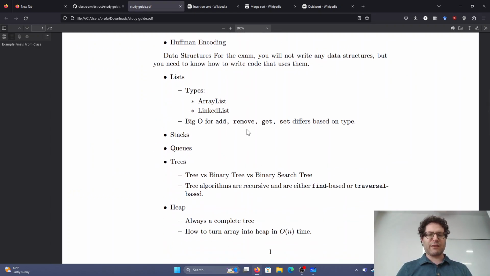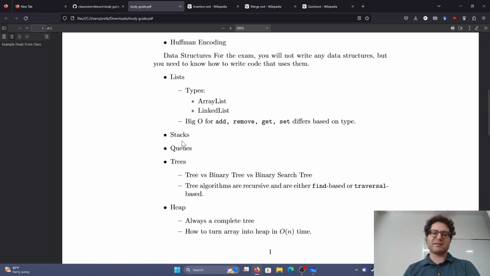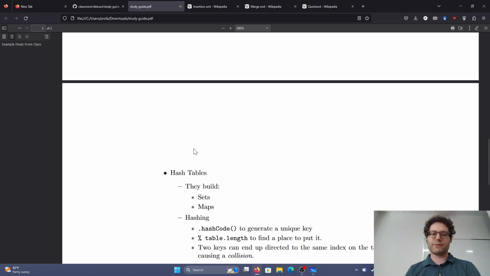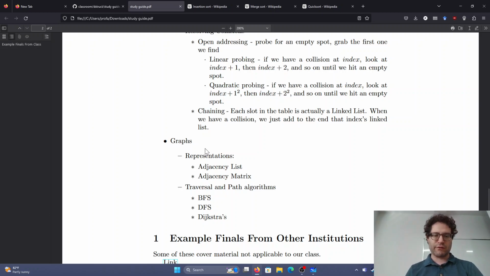For the exam, you're not going to write any data structures, but you need to know how to write code that uses them. I'm not going to say build a tree or build a sorted linked list or something like that. I'm going to say, okay, use this to do that. We'll see in a minute what kind of tasks I'm doing. But we care about lists, stacks, queues, trees. In theory, about the heap, hash tables and graphs. Know your representations of a graph, and how to get from a drawing to a matrix or a list, or from a matrix or a list to a drawing. We'll go over that today.